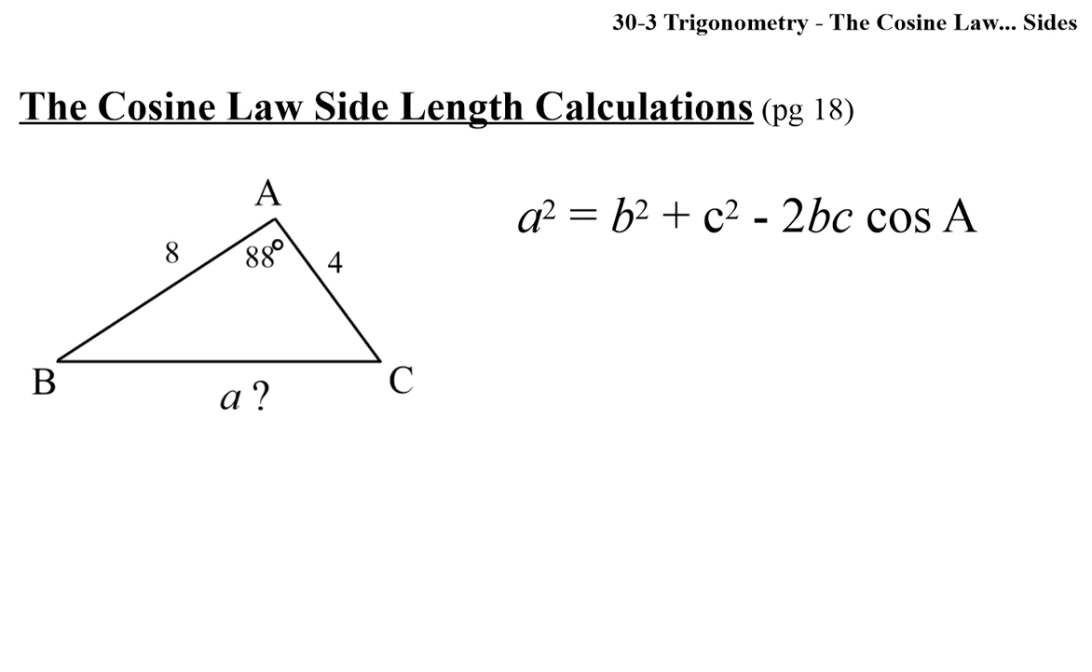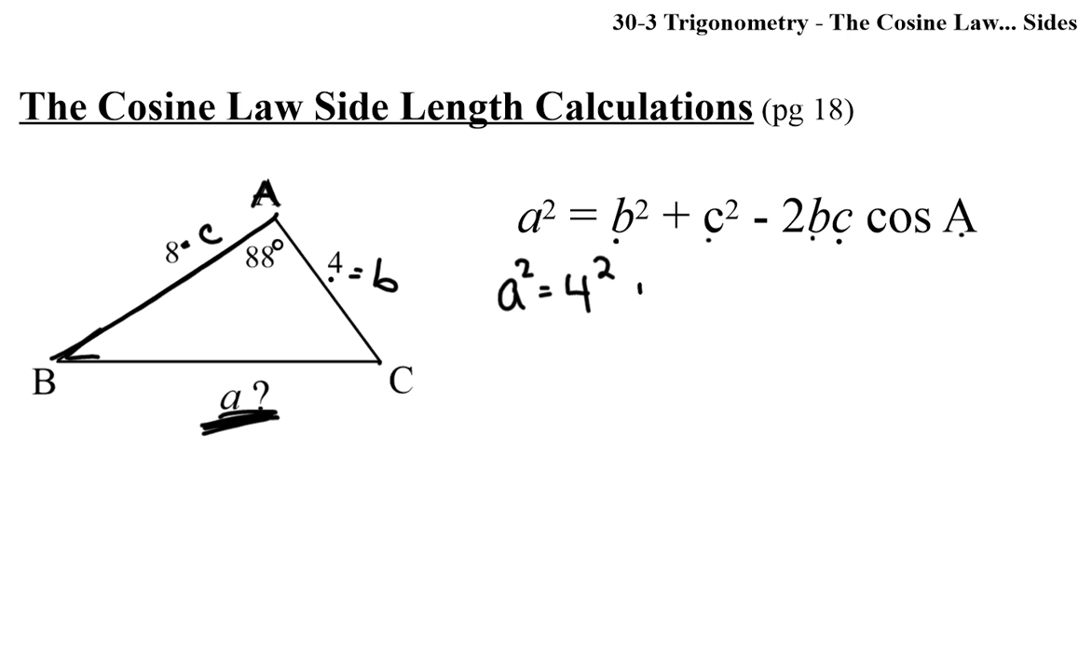So here's the situation. We are trying to find side A, opposite angle A, which is good. Let's finish labeling. Side 8 is opposite angle C, so that is side C. And 4 is opposite angle B, so that'll be side B. There you go. To find A, we need to know side B, which we do, side C, which we do. There's B and C again, and the cosine of angle A, which we know. So everything's there. We simply substitute in and solve.